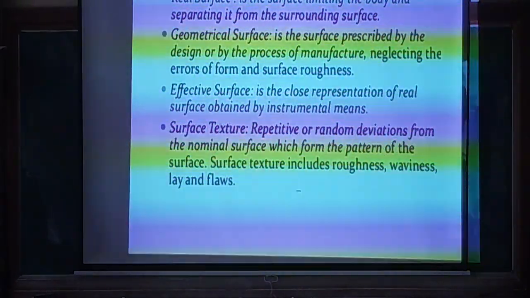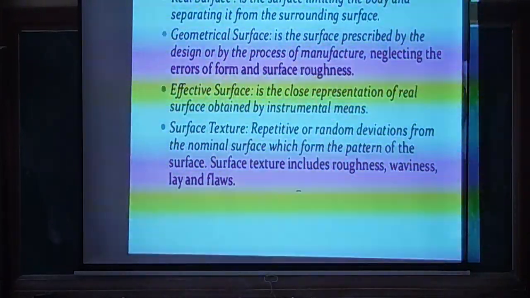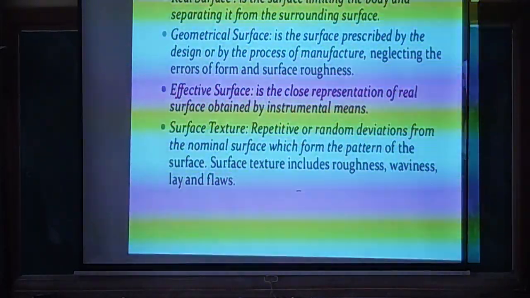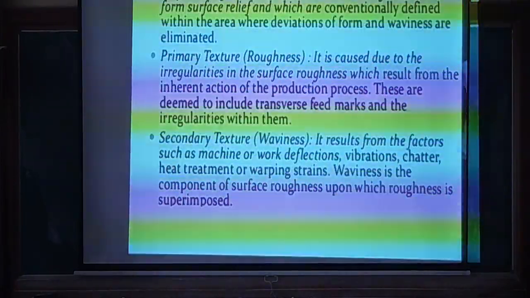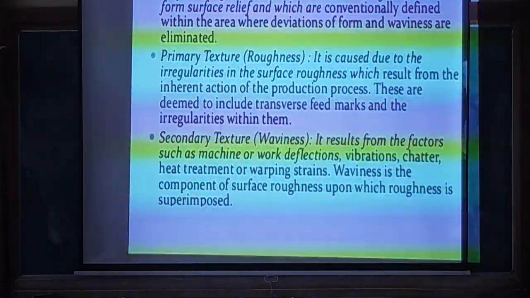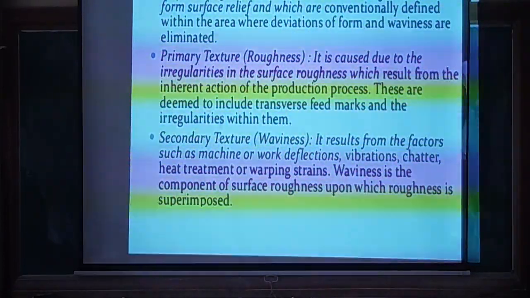Surface texture is repetitive or random deviations from the nominal surface, which are in the form of different patterns, of roughness, waviness, lay or flaws. Then surface roughness concerns all those irregularities which form the surface relief, and which is conveniently defined within the area where deviations of form and waviness are eliminated. So form and waviness are eliminated in this particular surface roughness, but you have to consider all the irregularities.